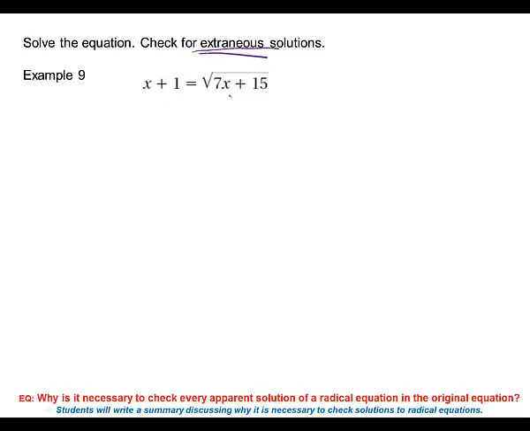That's a good indicator that there could be an extraneous solution somewhere. So you need to check it. That's why I always try to check radicals, because you never know. Remember, when we're doing a radical, it cannot be equal to a negative number.